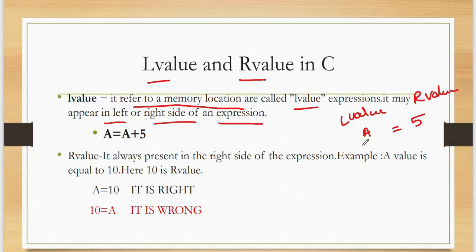This L-value may appear on the left side, that is a, or here, a plus 5. It will appear on the left or right side of an expression. So L-value refers to a memory location, or is called an L-value expression. It may appear on the left or right side of the expression.